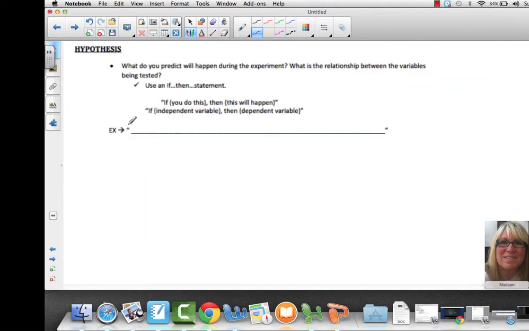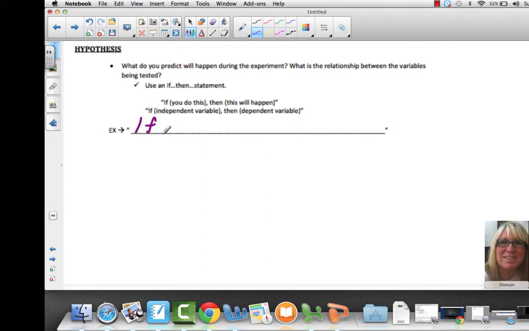Next, let's move on to the hypothesis. What do you predict will happen during the experiment? So what's your educated guess? And this again is usually in the form of if-then. If I do this, then this will happen. So what do you think will happen if we give tomato plants nutrient food? Well, hopefully you said that you think that they'll get bigger.